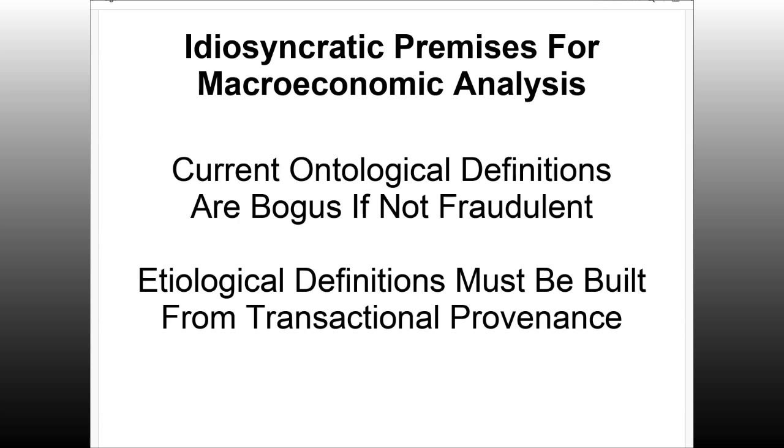But in fact, what we should be measuring is the process of the expansion of the money supply, or in times of disinflation, the contraction of the money supply. The point being that as an etiological definition, it needs to be built on a transactional provenance. It needs to be built on a sequence of inputs consumed by a process, giving us outputs. Next slide, please.